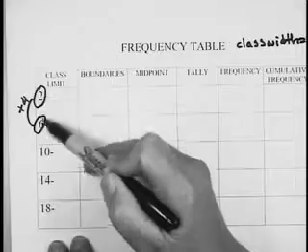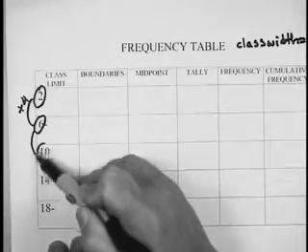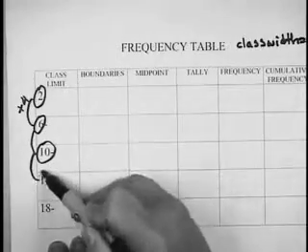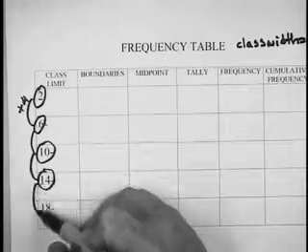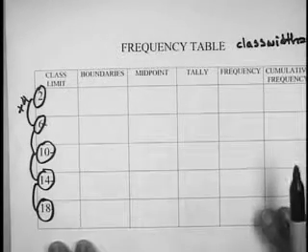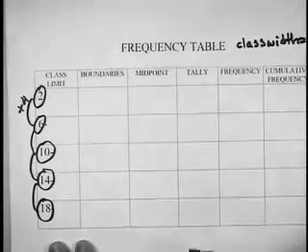This gave you 2 plus 4, 6. Add 4 again, that gave you 10. Add 4 again, that gave you 14. Add 4 again, that gave you 18. Those are the lower limits of the class limit. Now you're adding the class width each time.